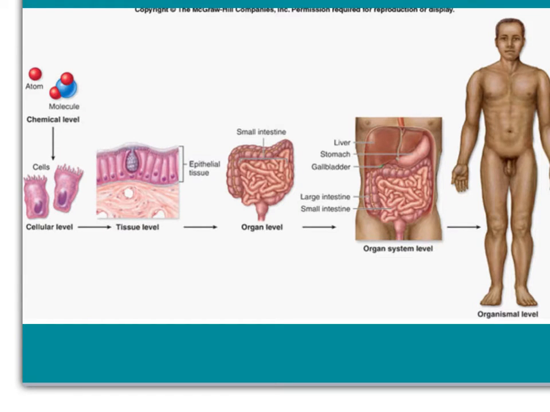This picture just demonstrates the different levels of chemical and organization of life. So once again, we start off with the chemical level, then we go to the cells, the tissues, the organ system, and then lastly, we have the organism.